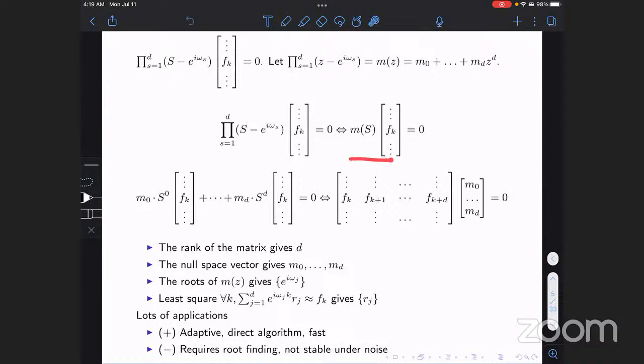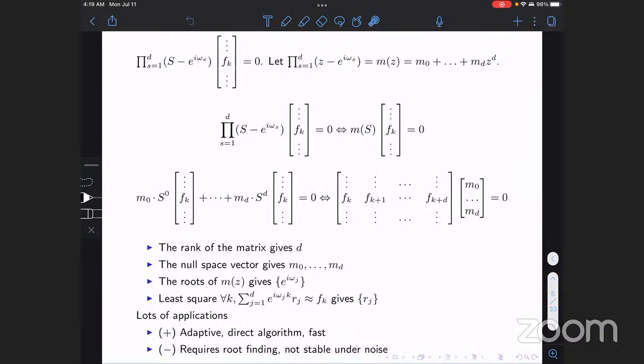Now, this actually is very useful because once we try to expand this, what we see is that this is m0 times identity applied to this vector, and m1 times s applied to this vector, and all the way to md times s to the power d applied to this vector, equal to 0. If we write this down in matrix notation, we get this linear system.